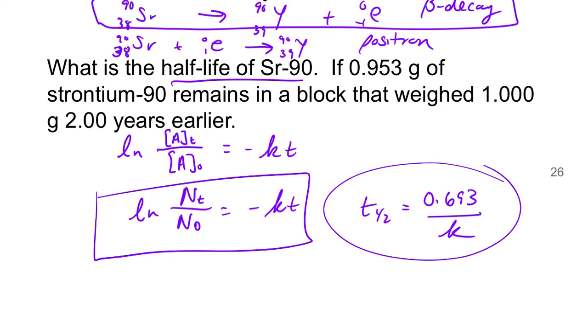And even though we have nuclei N sub 0 and N sub t written in this equation, we can use the masses that are given. Because if we were to convert mass to number of nuclei, we would do the same math in both the numerator and the denominator. And so we can just skip that part and use our masses. Does that make sense?